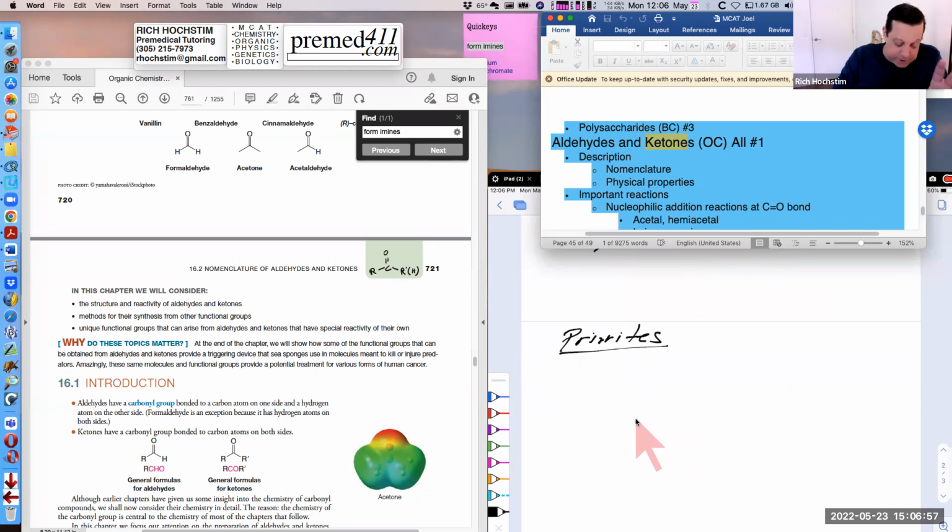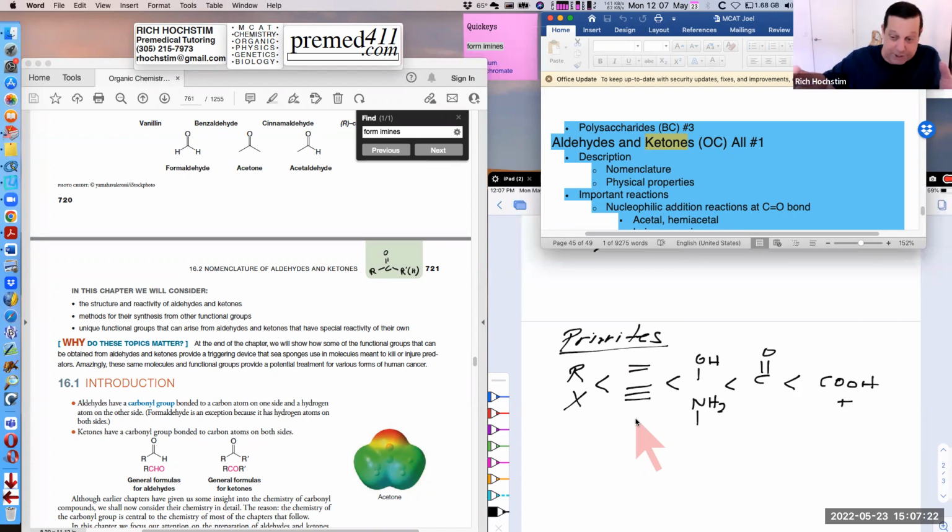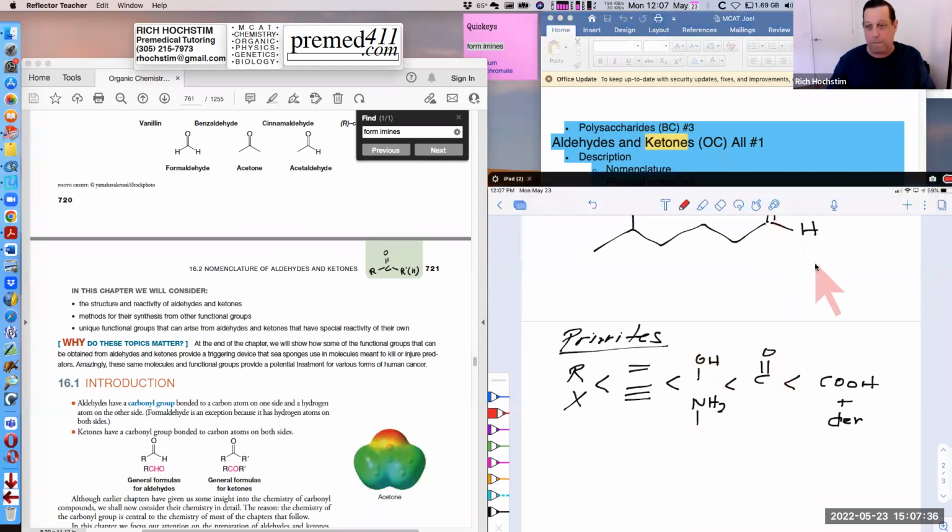So the lowest priority is going to be an alkyl group or a halide. And then after that, an alkene and an alkyne. And after that, an OH group, and not as important, but an amino group. And then after that, a carbonyl group. And then after that, a carboxylic acid or any of its derivatives, like esters and acid chlorides and stuff. So we'll say derivatives. Almost everything is going to be a lower priority.